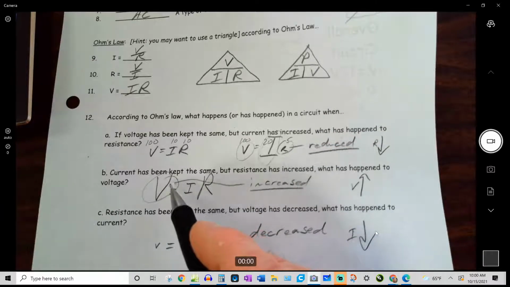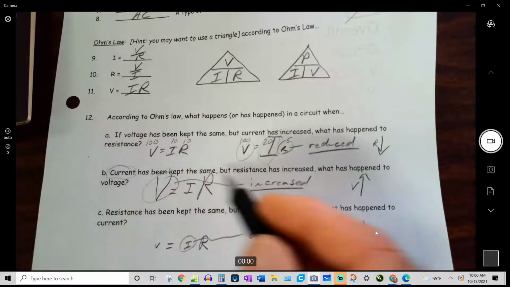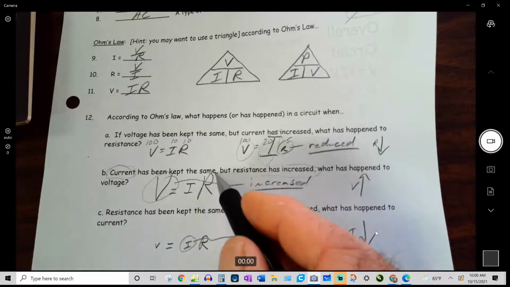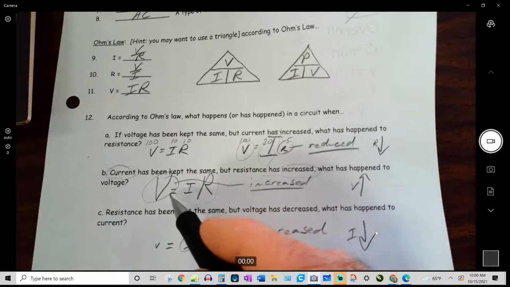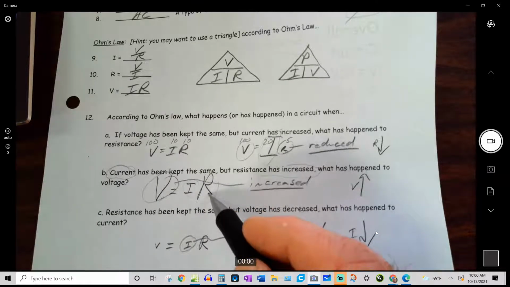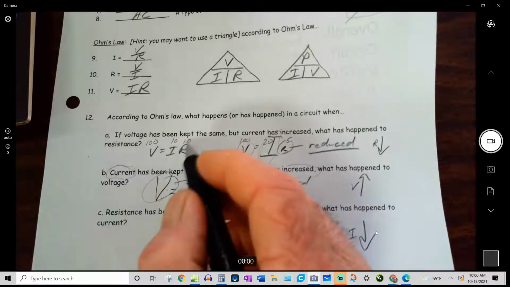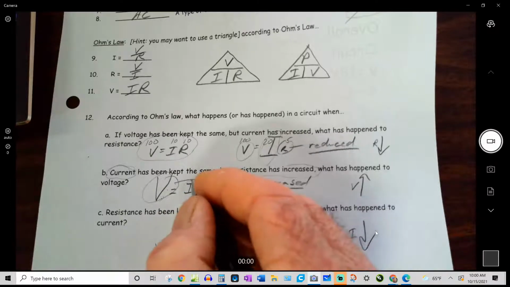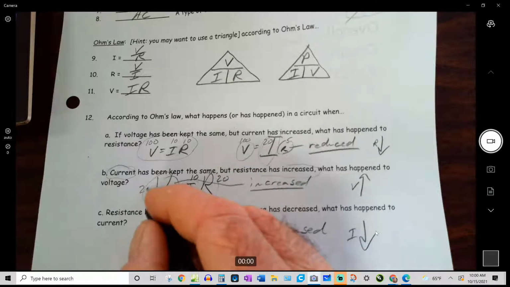So current's been kept the same. So this is the flow. We've got the same amount of flow through the circuit, but there's more resistance. So if you add more clogs to a circuit, but you keep the same flow, you're going to have to push harder to keep the same flow if there are more clogs. So the voltage has to be increased to make that happen. And numerically, if I start with this and I go to this, current's still 10, but now the resistance is 20. So this has got to be 200 instead of 100 like it was before.